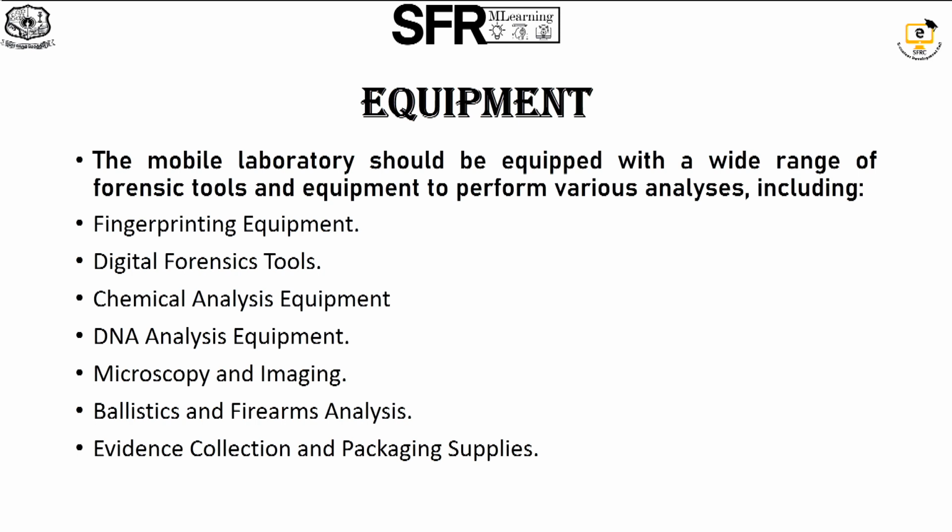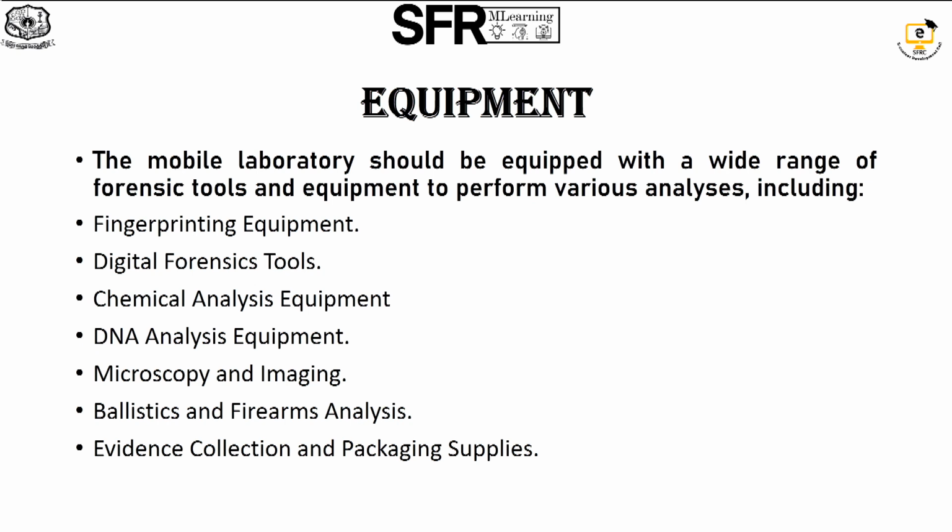Then DNA analysis equipment: the laboratory should also contain equipment for DNA sample analysis, like PCR and genetic molecular equipment. And then microscopy and imaging: it also contains equipment for analyzing the fibers, hairs and nails that are collected from the crime scenes. Ballistics and firearm analysis equipment is also needed in the mobile forensic laboratory for analyzing the gunshots and ballistics that are collected at the crime scenes.